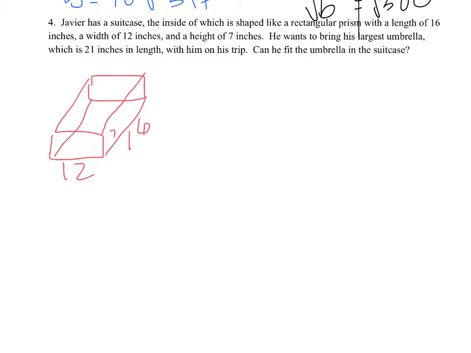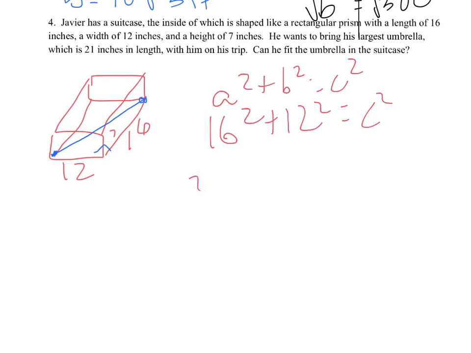I'm going to see if it'll fit in the bottom of this suitcase from the bottom corner to the other bottom corner. The way I can do that is use the Pythagorean theorem with the right angle right here. I'm going to use the 16 and the 12 for A and B and see if C is big enough to fit my 21-inch umbrella. So I'm going to do this quickly. A squared plus B squared equals C squared. Plug in my 16 and my 12 for A and B.